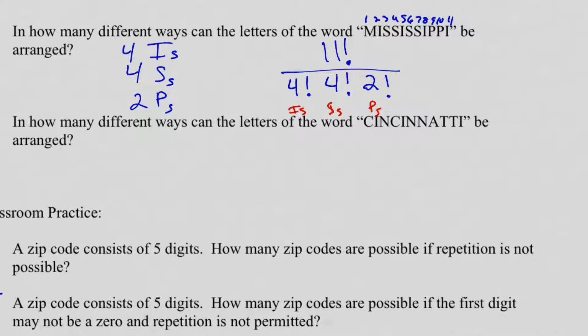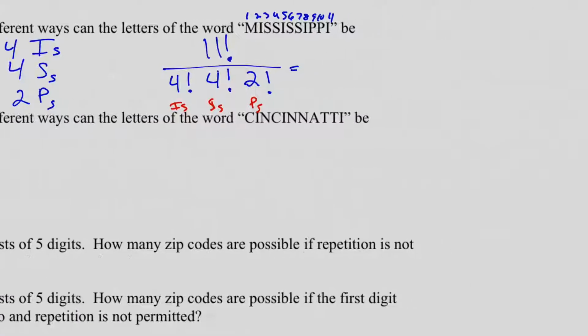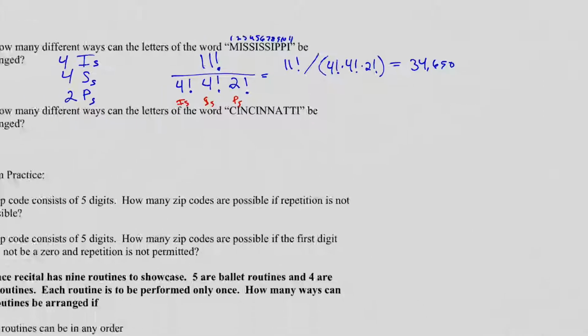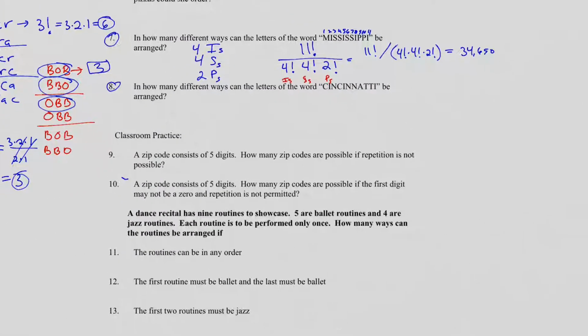Those letters will create duplicates, so all you have to do is put this in your calculator like this. With parentheses, and it will give you 34,650. Or you can just lay it all out and start canceling stuff out if you want. Okay.